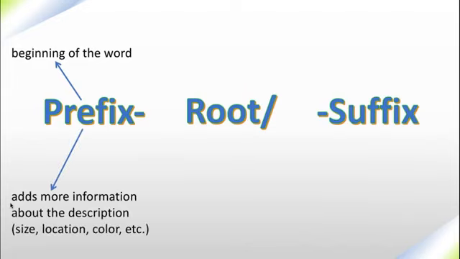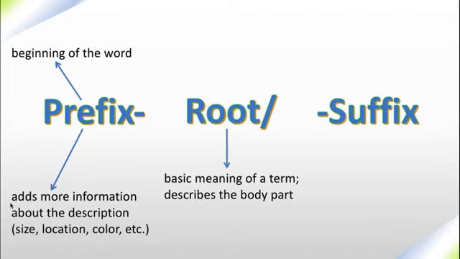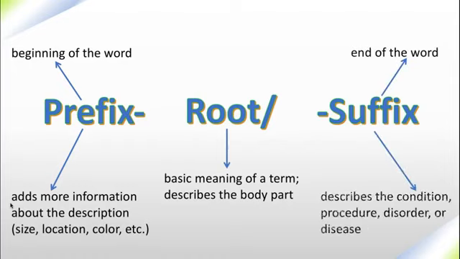The word parts include a prefix, a root, and a suffix. The prefix comes at the beginning of a word, and it's used to add more information about the description, such as the size, location, color, etc. Not all words have a prefix. The root is the basic meaning of a term. It often describes the body part. The suffix comes at the end of a word and describes the condition, procedure, disorder, or disease. Not all medical terms have a prefix, but they all have a root and a suffix.